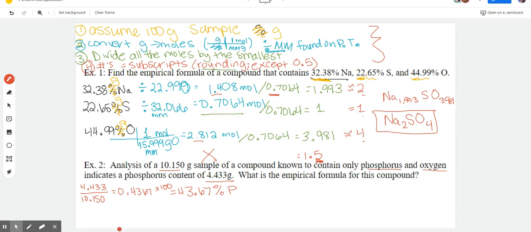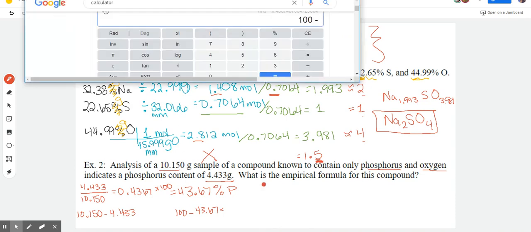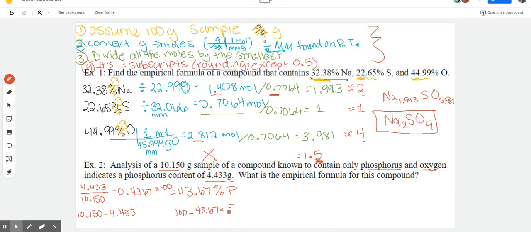Okay, so if they don't give you the other information, what can we do here? You have two options. You can either solve for it by taking our 10.150 minus the 4.433, because whatever's left over is the oxygen. Or we could take 100 and subtract this 43.67. So you have different options there too. We're going to go ahead and go the 100 route. So if I have 100 minus 43.67, we get 56.33% oxygen.